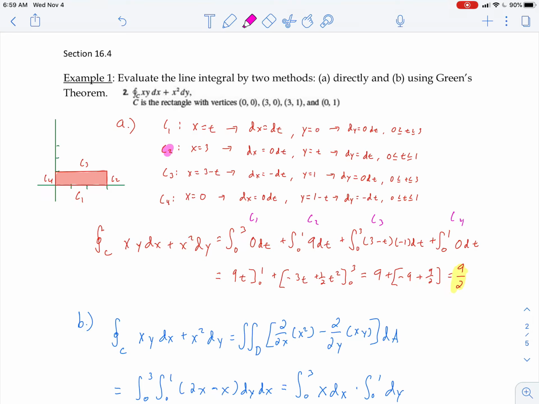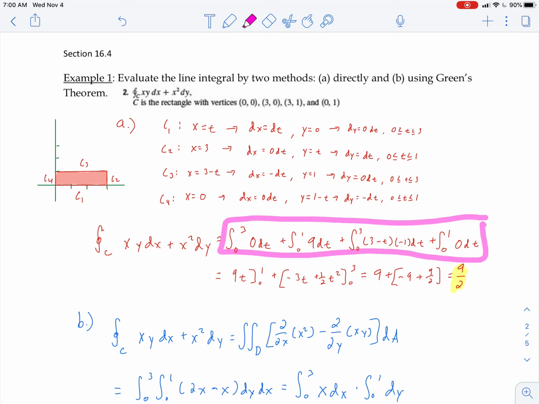So for C sub 2, I substitute into my equation, and in this case I'll just get 9. When I substitute in for C sub 3, I'm going to get 3 minus t times 1 times negative dt. And then substituting for C sub 4, I'm going to get 0. Substituting in all those, I end up with the integral that I have, and then I'm just going to integrate the ones that I can.